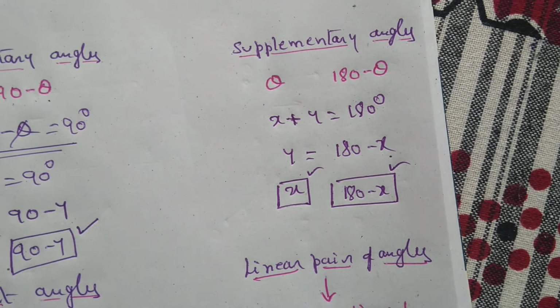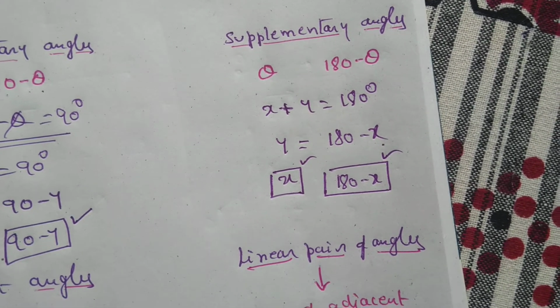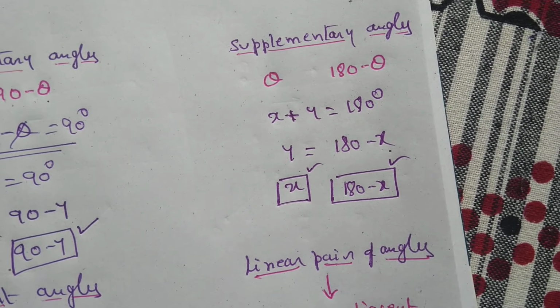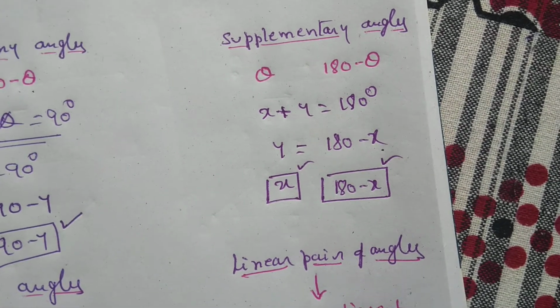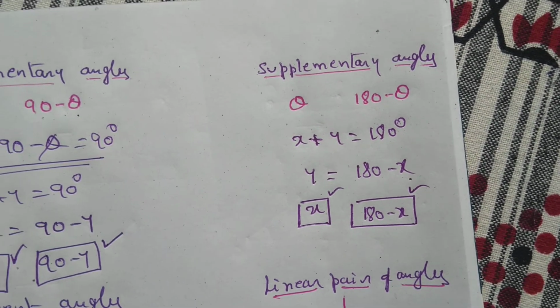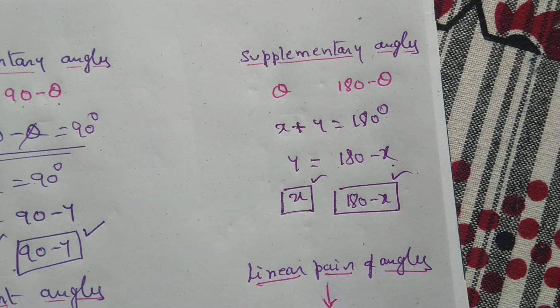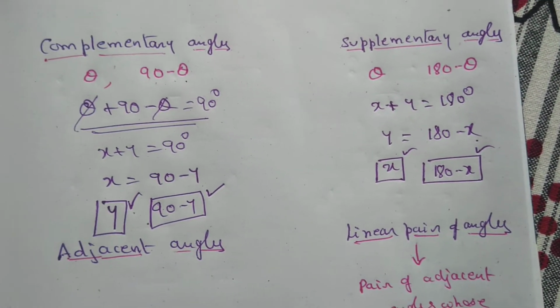So what are they called? Supplementary angles. That means the sum of two angles, if at all, is equal to 180 degrees, then those two angles are called supplementary angles. And what are complementary angles?